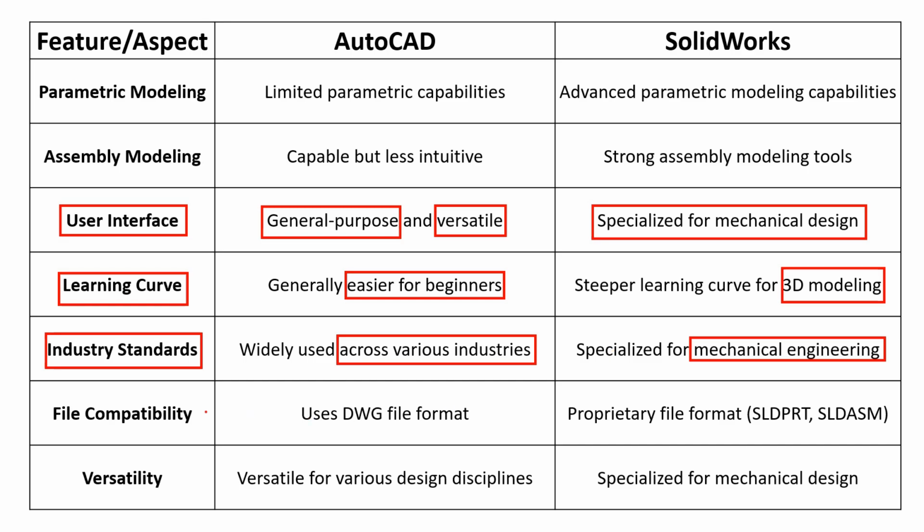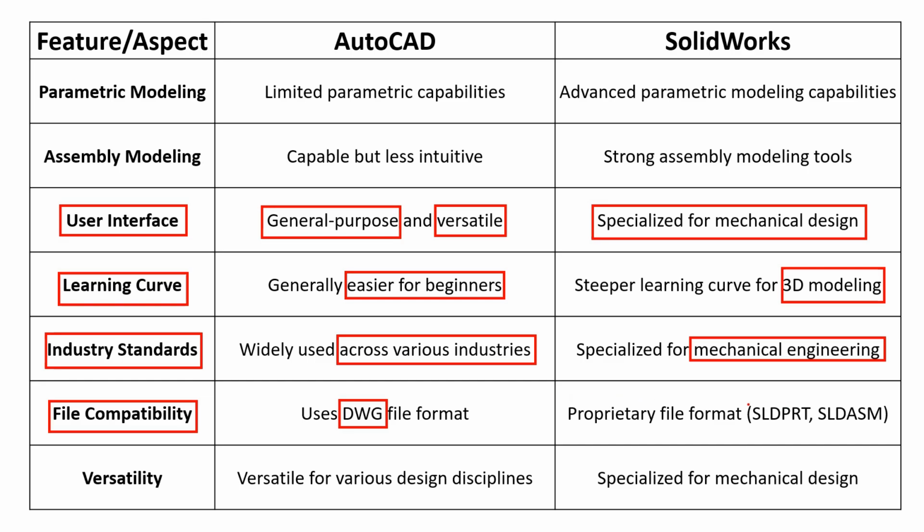File compatibility. AutoCAD uses DWG, a drawing file format, which is a standard in the industry. It is compatible with various CAD software, facilitating collaboration with users of different tools.